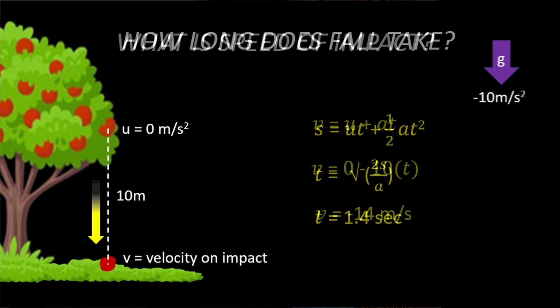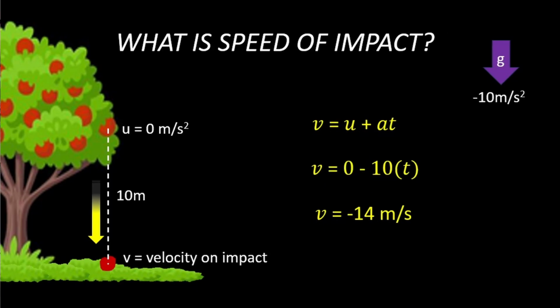Now we can use the equation for v and use the time t that we have just worked out. And we get the answer that the apple hits the ground traveling at 14 meters per second.